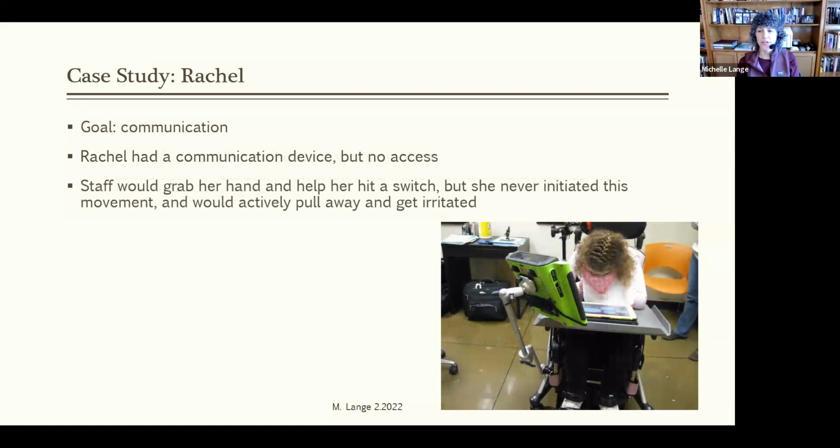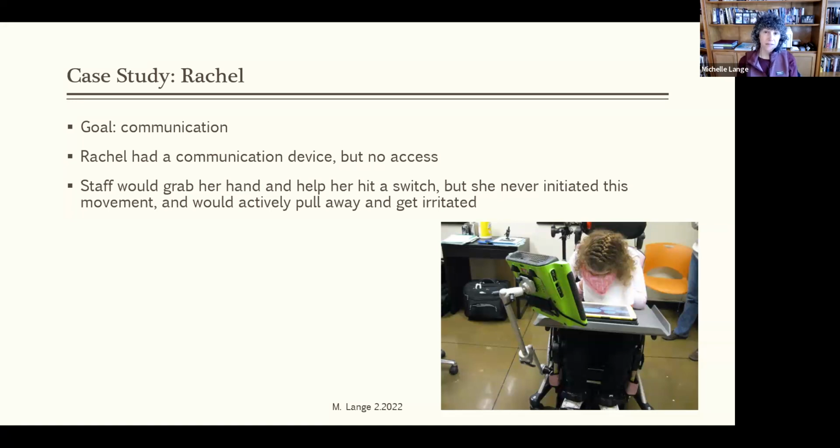Our goal was communication. How could we help Rachel to begin to communicate her needs and choices? Now, she happened to have a communication device already, but she couldn't access it. I'm not quite sure how they got funding for it, but there it was. So she had something, but she was dependent on others to use it. So the staff would grab her hand and help her hit a switch, but she never initiated the movement.